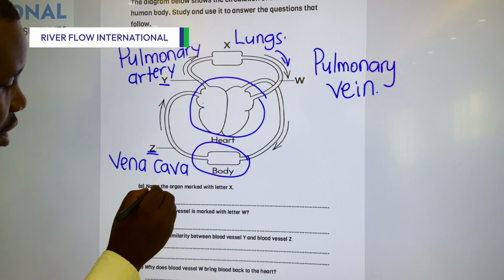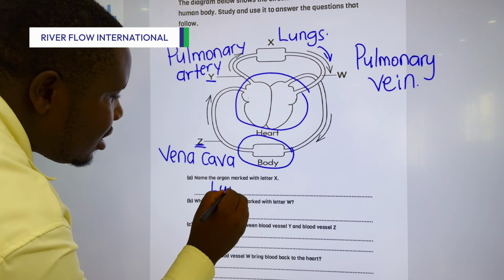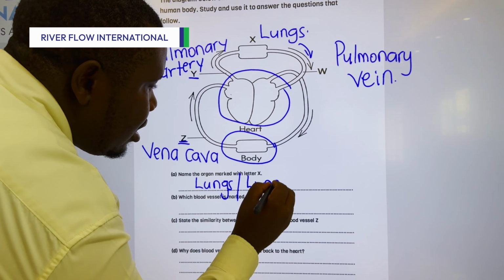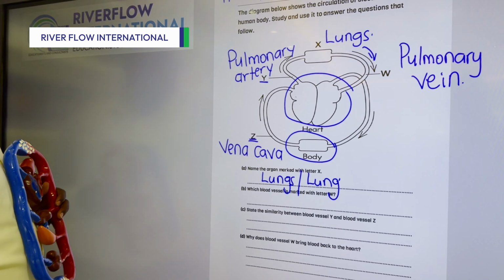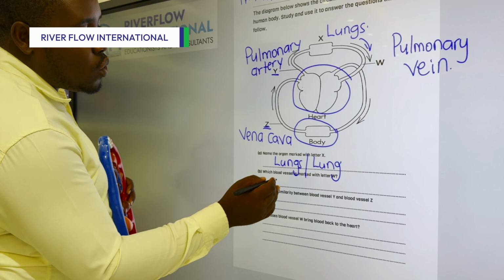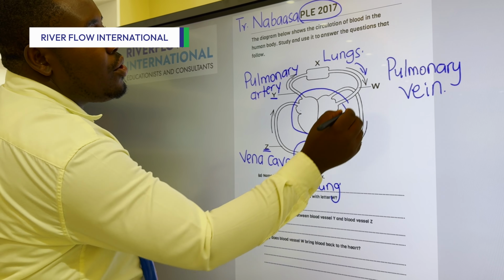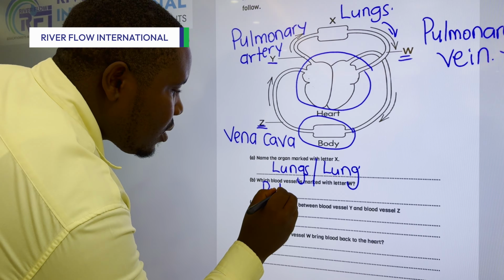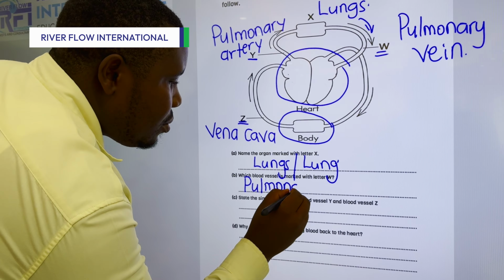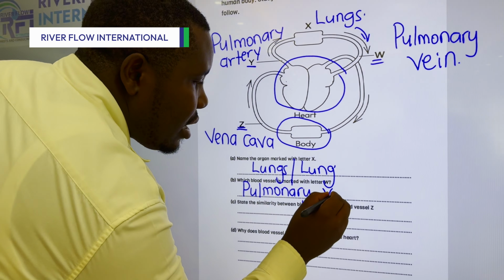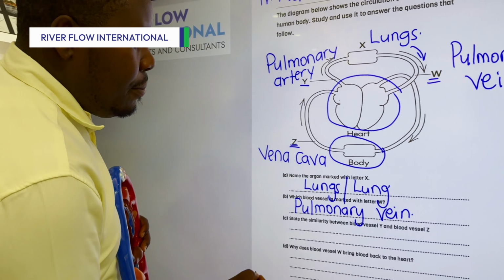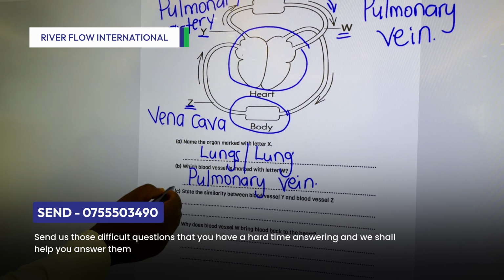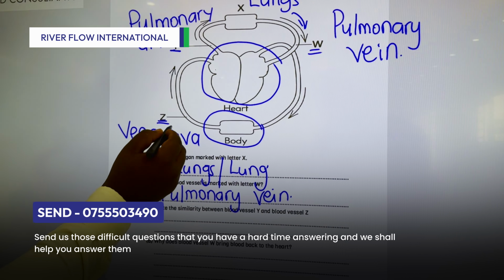It is here, and we have already answered it. We have said these are lungs. But I believe, even if a child puts lung, they will be marked. Okay? Which blood vessel is marked with the letter W? We have already answered this one. This one is also called pulmonary vein.